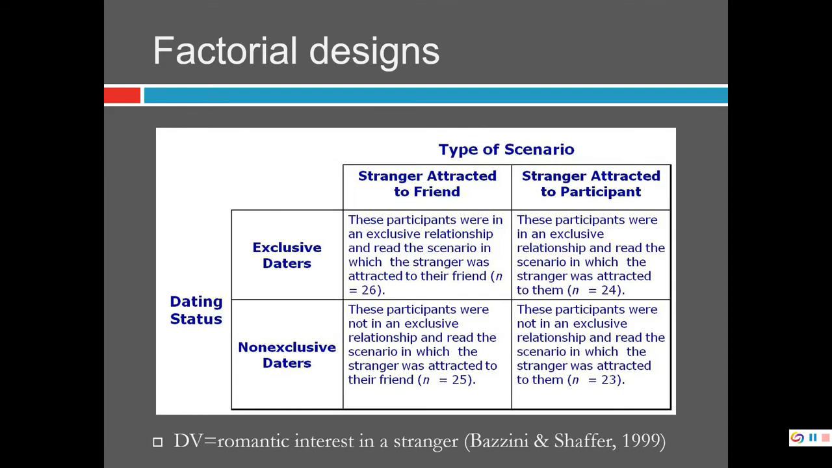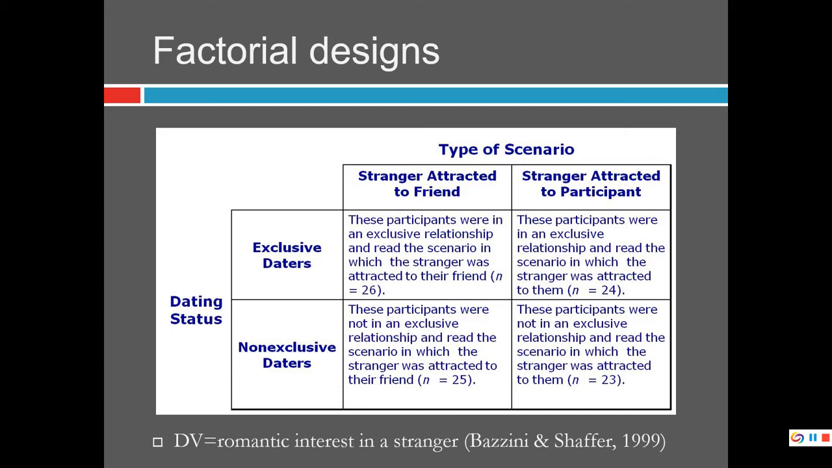All right, so let's turn to a real published example of a factorial design. Another relatively straightforward 2x2 design. We have two independent variables here, dating status of the participant and the type of scenario they read about. So in this study, the researchers were trying to gauge what sorts of situational and circumstantial things might influence people's romantic interest in a stranger by measuring and manipulating a couple of things here.